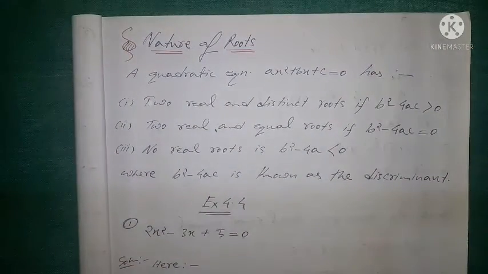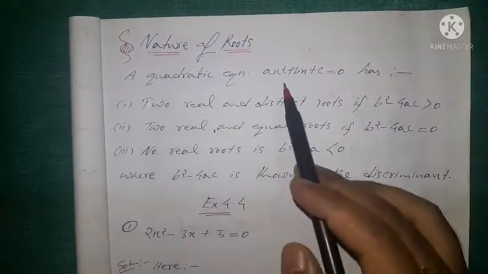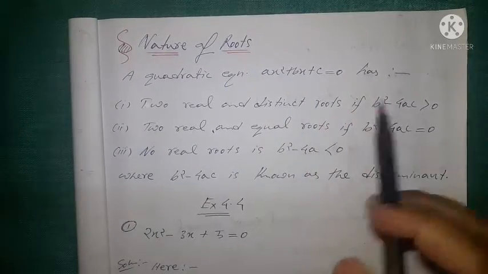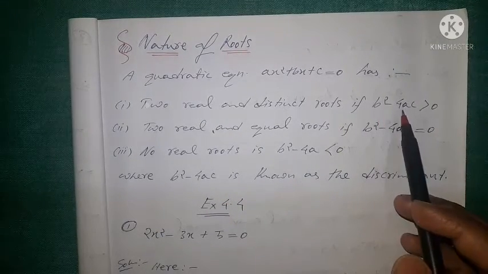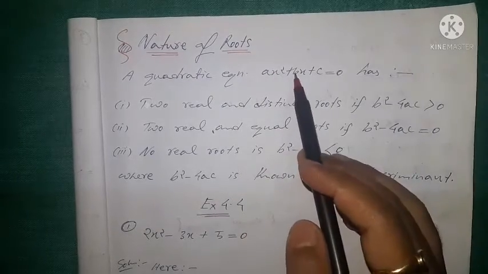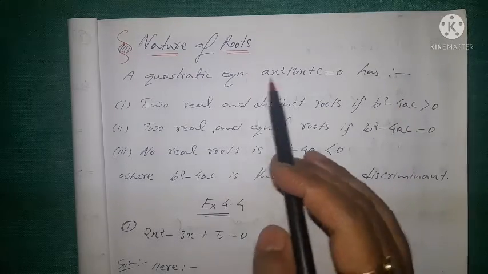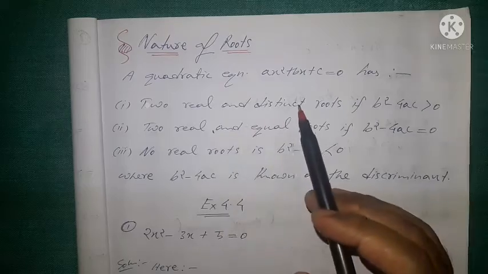Good morning, children. So let's continue discussing the fourth chapter, that is quadratic equations. So nature of the roots. A quadratic equation ax square plus bx plus c is equal to 0 has two real and distinct roots if b square minus 4ac is greater than 0. So if this is the quadratic equation, and if we find b square minus 4ac and the value is positive, then the given quadratic equation will have two real and distinct, that means different roots.